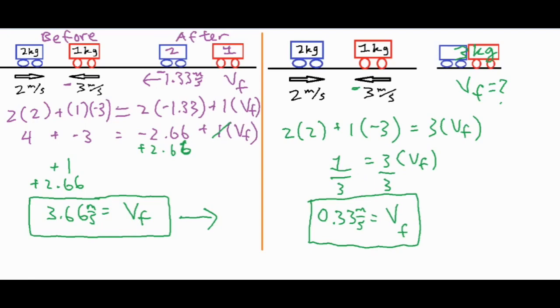to get the final velocity of 0.33. So both of those carts would have a velocity of 0.33 meters per second. And again, because it's positive, that means that everything's moving to the right.